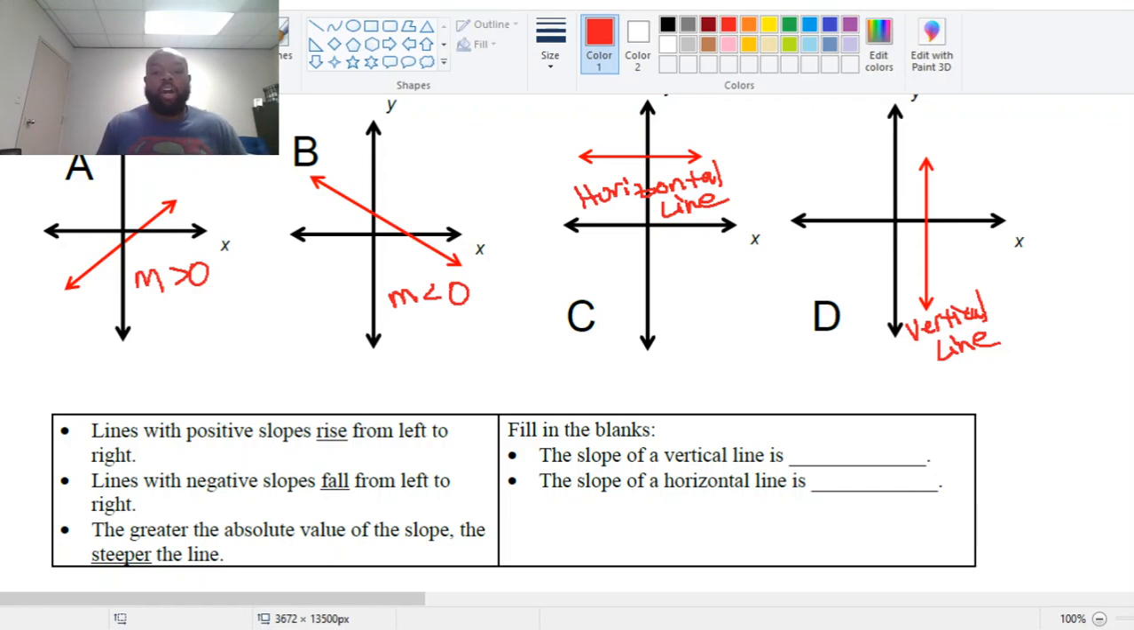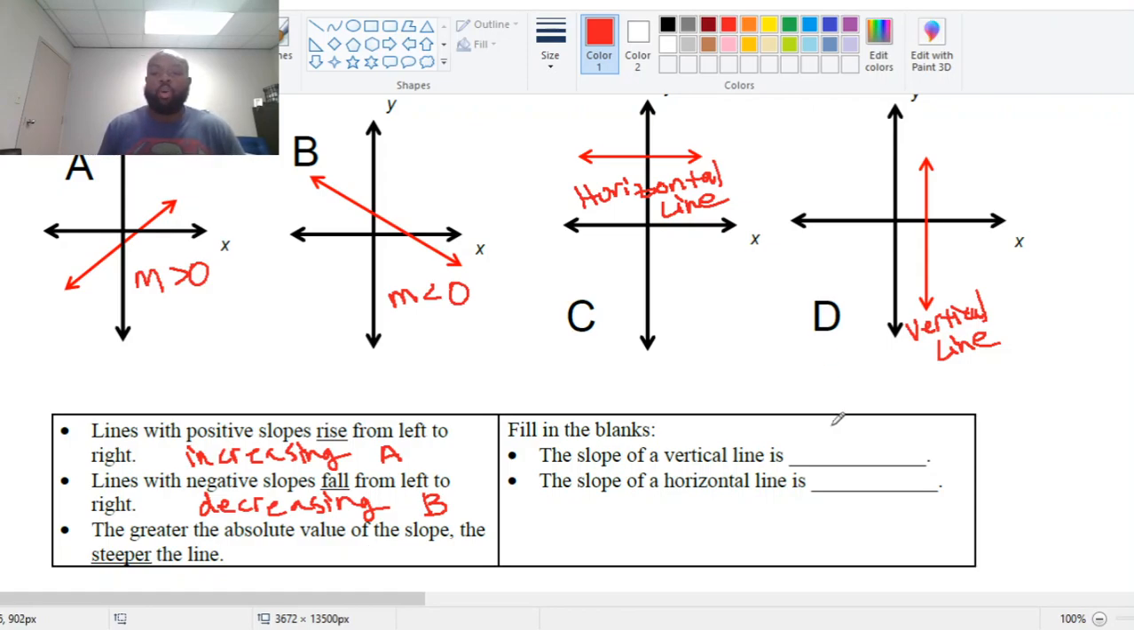Lines with positive slopes rise from left to right, so we can say that the lines are increasing. That's from graph A. Lines with negative slopes fall from left to right, so we can say that the lines are decreasing. That's graph B. And the greater the absolute value of the slope, the steeper the line is, whether it's increasing or decreasing. So the steepness has to do with the magnitude of the slope.